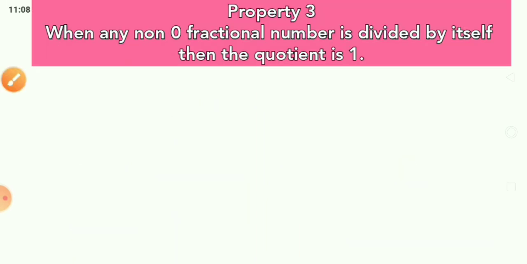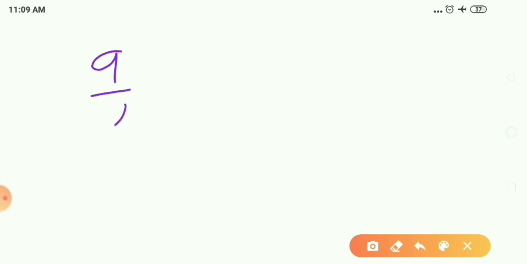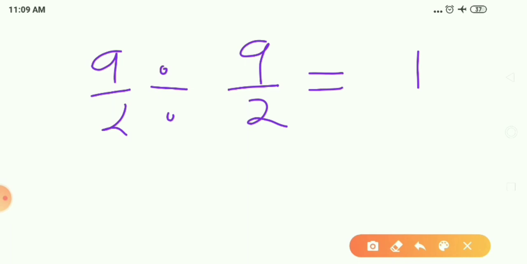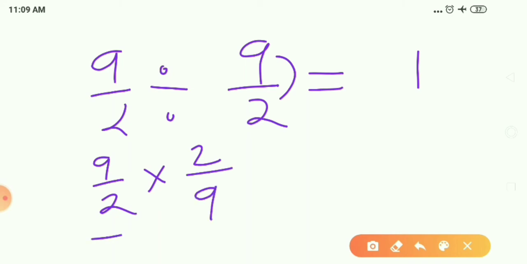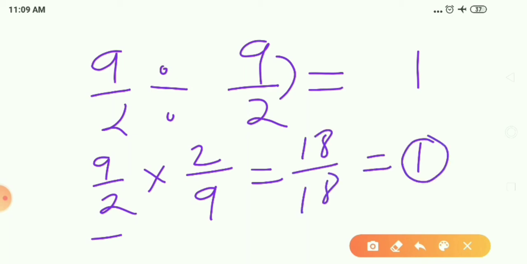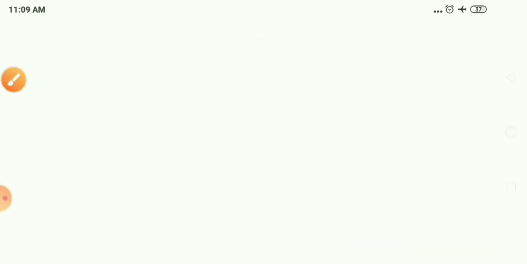Now come to the third property. The third property is, when any non-zero fractional number is divided by itself, the quotient is 1. For example, 9 upon 2 divided by 9 upon 2. Its answer is 1. Let's try to solve it. 9 upon 2 multiplied by its reciprocal, which is 2 upon 9. Now multiply the numerators and denominators. So 9 2s are 18 and 2 9s are 18. So 18 upon 18 means you will get 1. In this way the third property is covered.